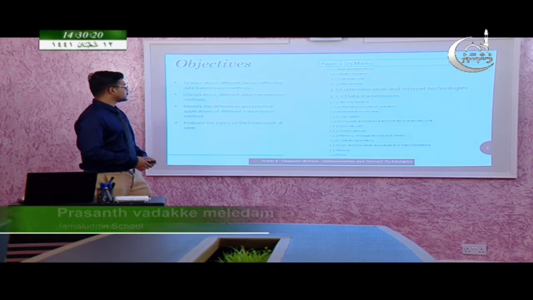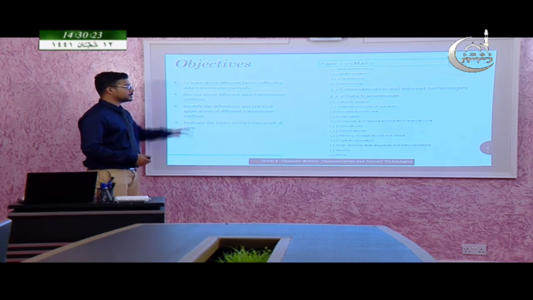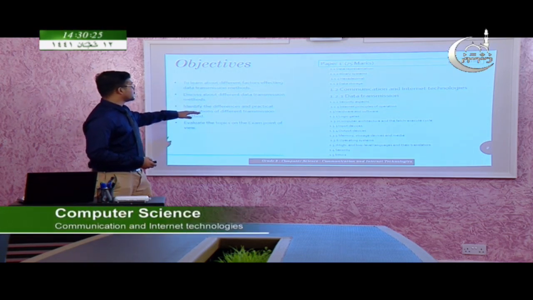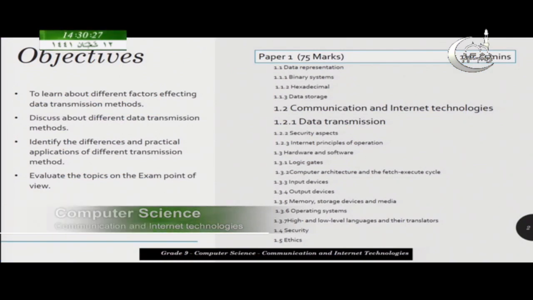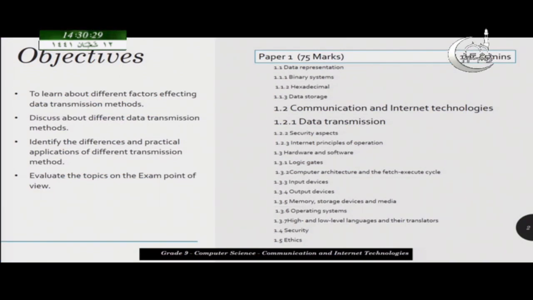Before starting, I just want to explain the whole objectives. So we will be discussing data transmission methods. We will be discussing what are the things affecting the transmission. Also, we will be identifying where we can use these methods. Also, we will be discussing exam related questions.